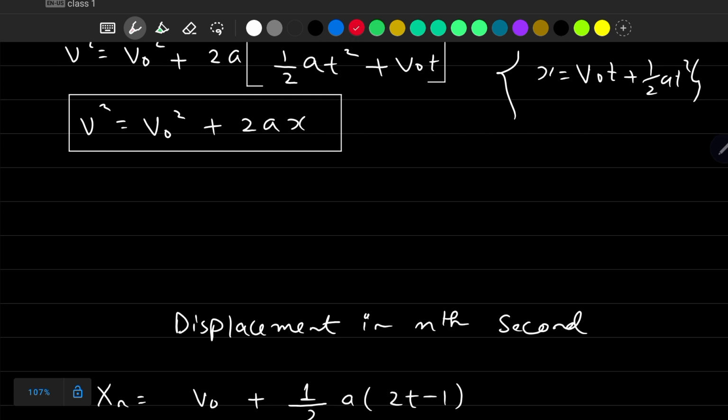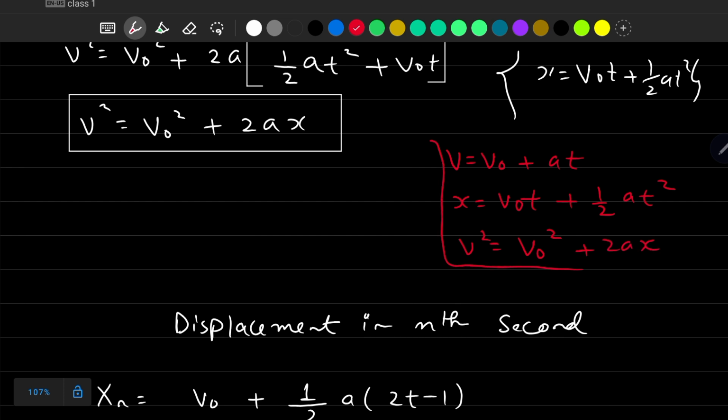Again, as a summary we can write all the three equations. First was v is equal to v naught plus at. Second was x is equal to v naught t plus half times a t square. Third was v square is equal to v naught square plus 2ax. You are supposed to memorize them, so that it will help you in the exam to figure out which equation we will use.